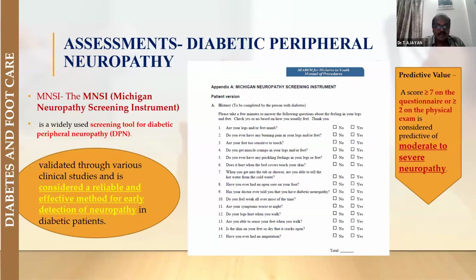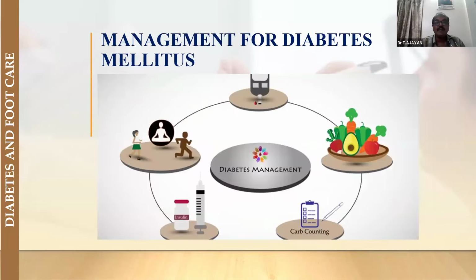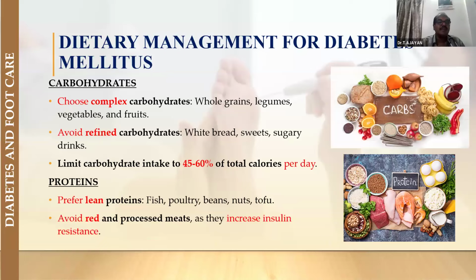Then on the management side, the diabetic management for diabetes mellitus. I'm not going into the details, but restrict carbohydrate food. Choose complex carbohydrates. Limit the carbohydrate intake to 45 to 60% of the total calories per day. Then include protein, prefer lean protein: fish, poultry, beans, nuts, etc. Avoid red and processed meat, as they increase insulin resistance.